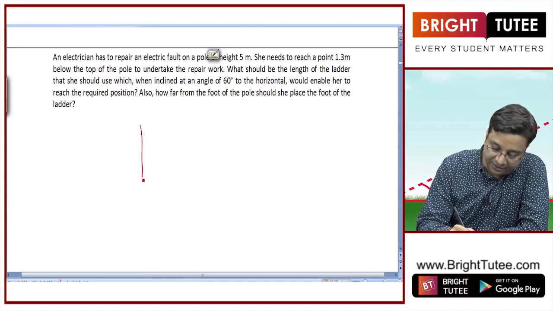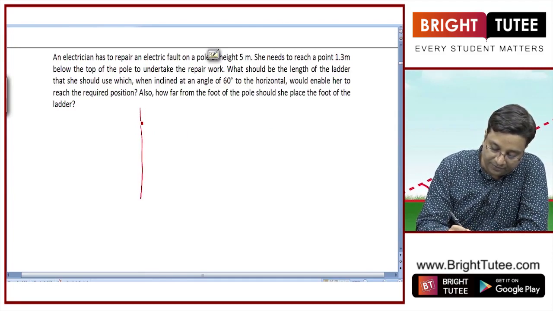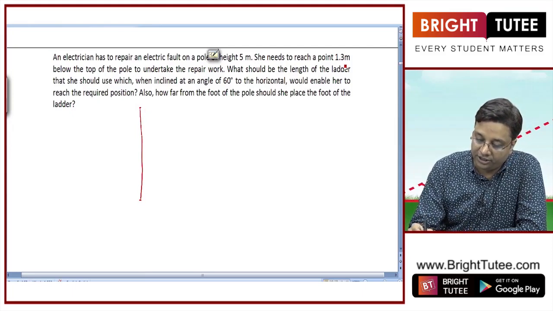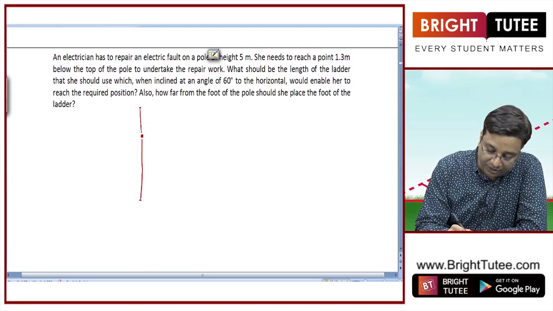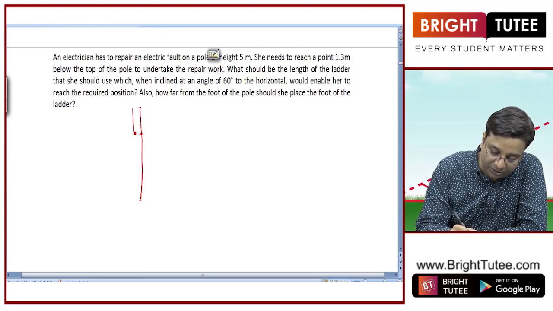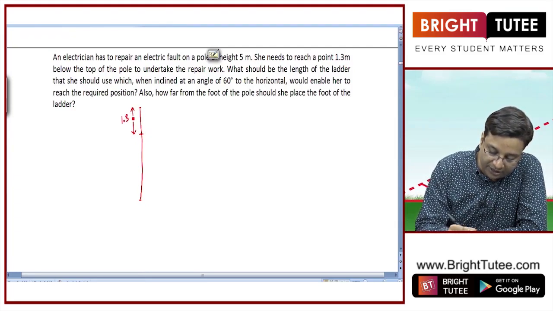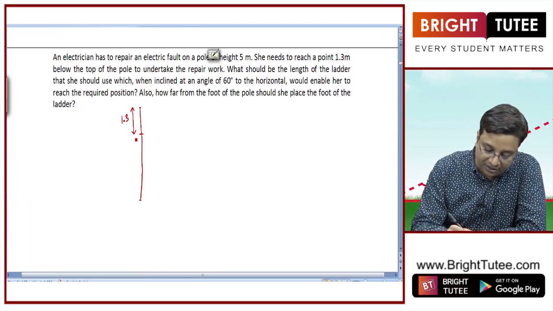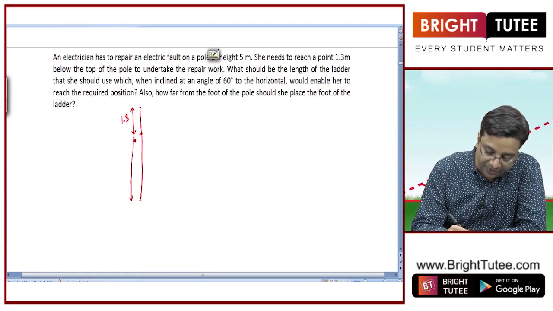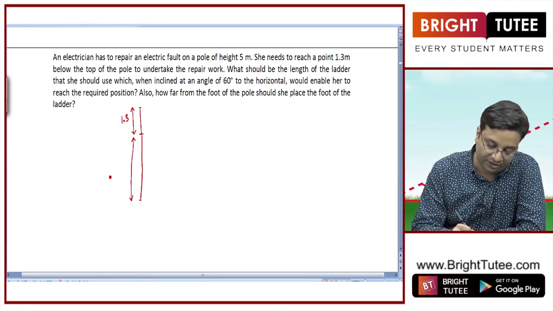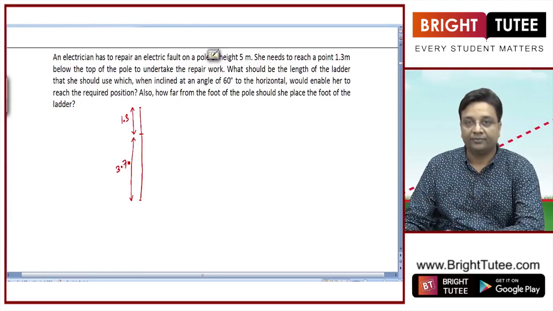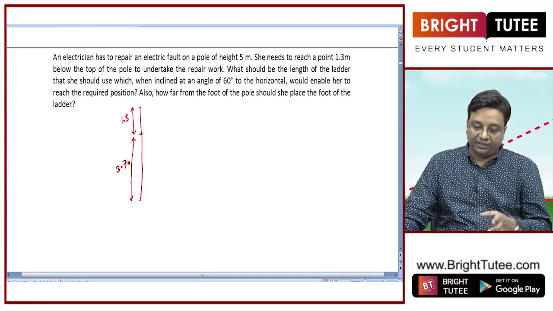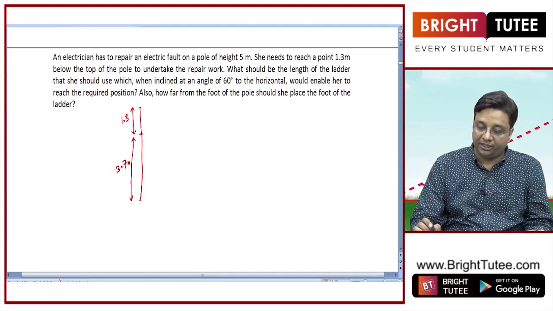Let us say this is the pole of 5 meter height, okay, and she needs to reach a point 1.3 meters below the top. So let us say this is the point where she needs to reach, and this is 1.3 meters below the top, and this entire height was 5 meters. So this height here is 5 minus 1.3, so 3.7 meters. Okay, I am not writing the units. In the end we will mention the units, that is it is 3.7 meters, 1.3 meters.